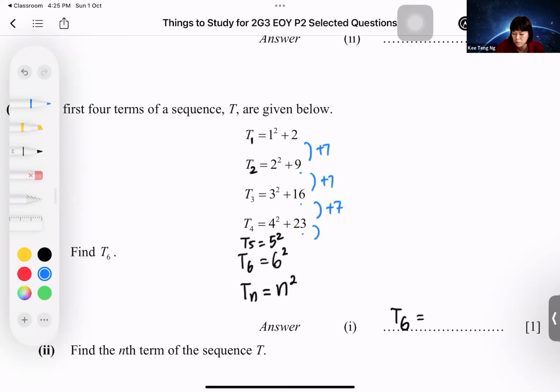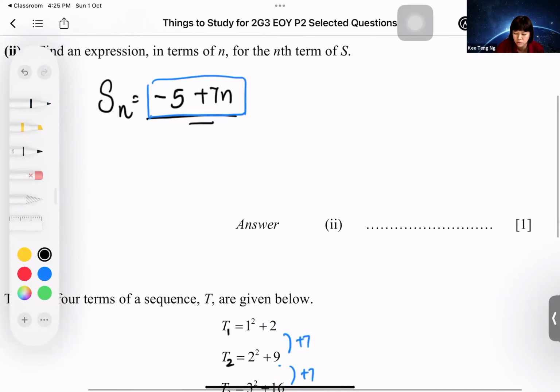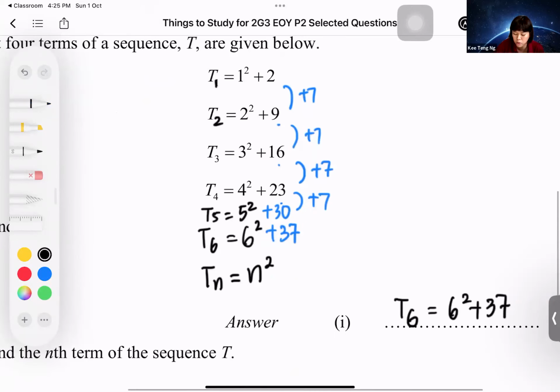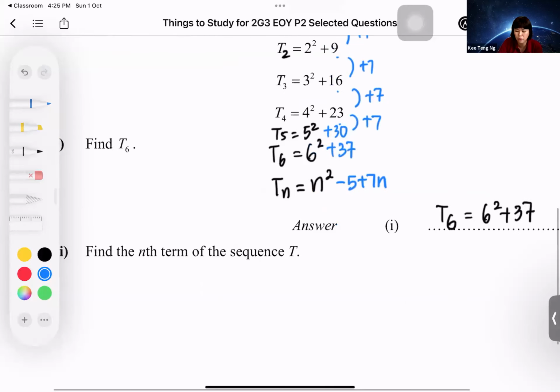So the fifth term is 30. Adding 7, the sixth term will be 37. So this one will be 6 squared plus 37. If I look at my n term, that is the formula over here, -5 plus 7n. So this whole portion over here, the blue color portion, will be -5 plus 7n. Right? So with that, I found the n term of the sequence T. So Tn will be equal to n squared plus 7n minus 5.